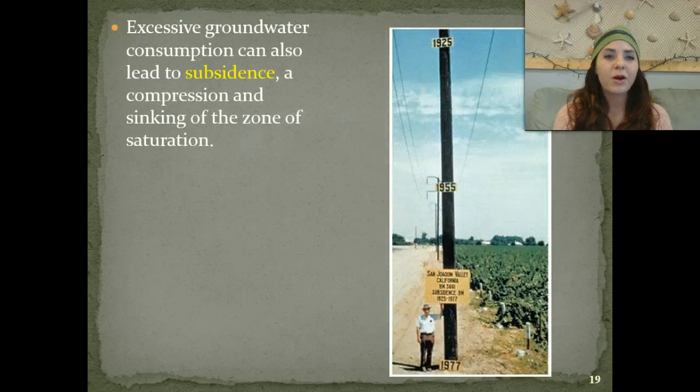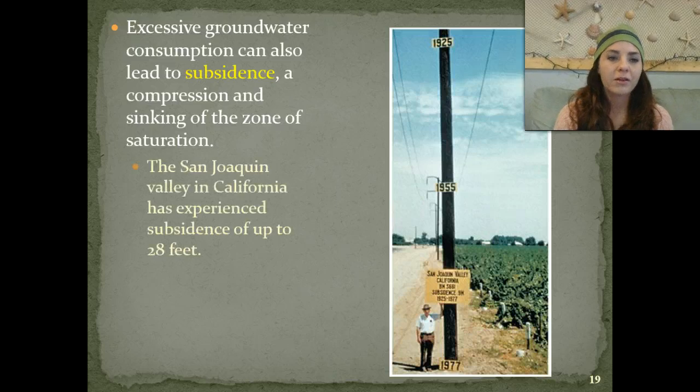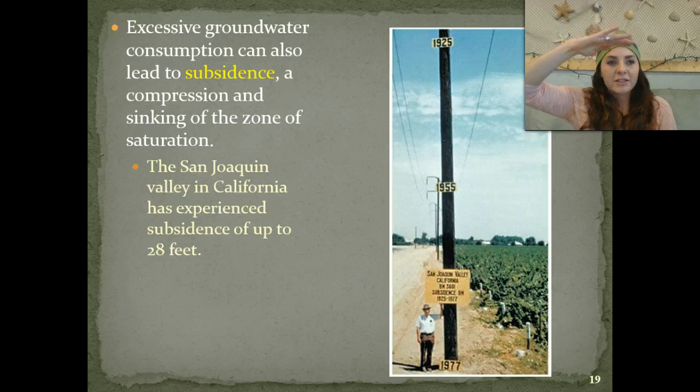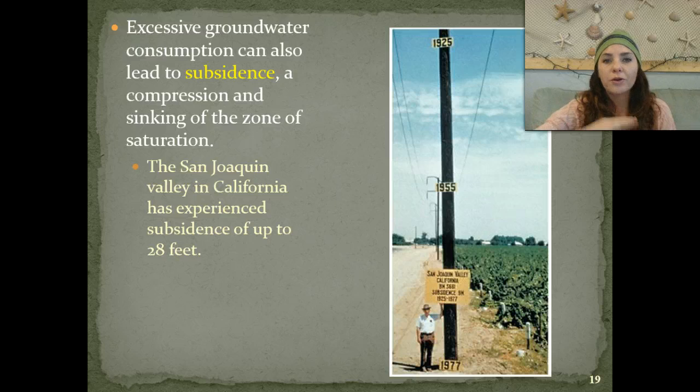So excessive groundwater consumption can also lead to a problem called subsidence. This is an actual compression and sinking of the zone of saturation. So the San Joaquin Valley in California has experienced subsidence of up to 28 feet. So looking at that, that's telling us that the ground used to be way up there, and it has basically been compressed and compacted over and over throughout the years because of the excessive use of groundwater.